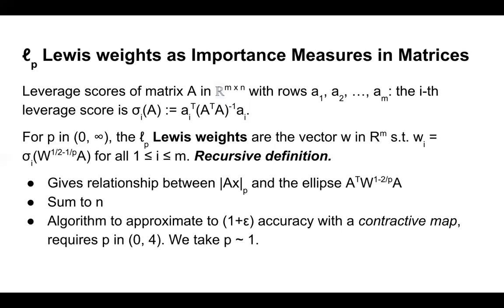Informally, these Lewis weights give a relationship between the LP norm of AX and some L2 ellipse that's induced by scaling A by W. Like leverage scores, they sum to n, and there's an algorithm to approximate them to 1 plus epsilon accuracy with the contractive map. This works for any norm P in 0 to 4, and in our algorithm, we take P close to 1.